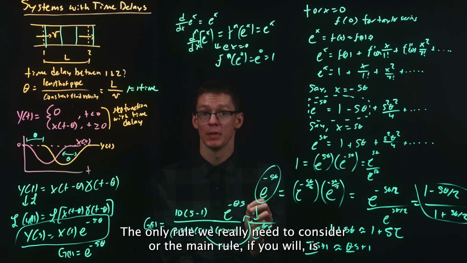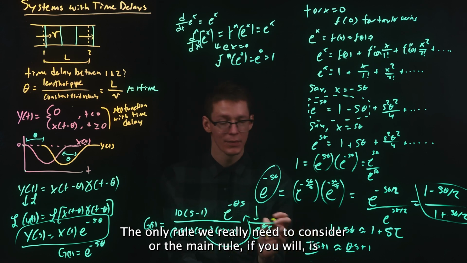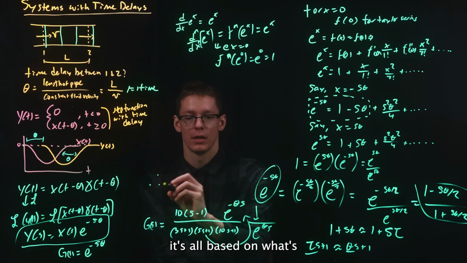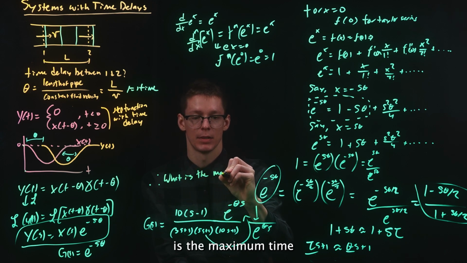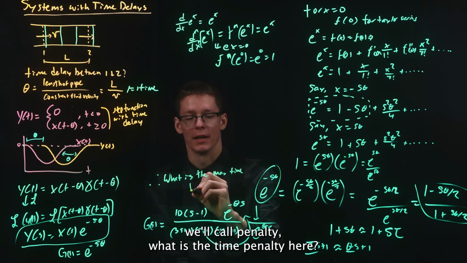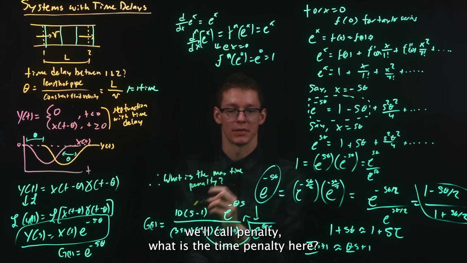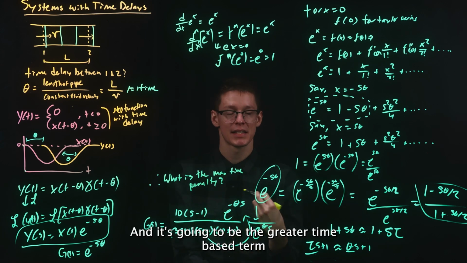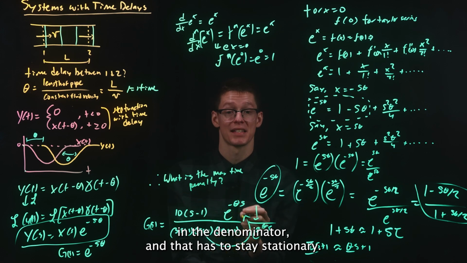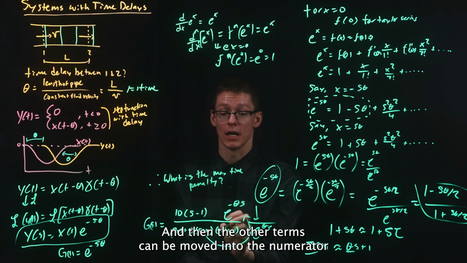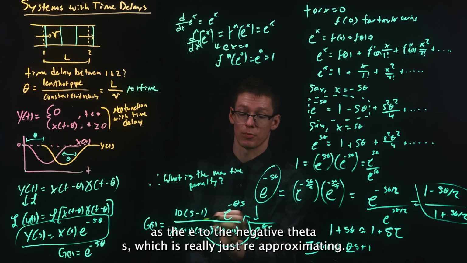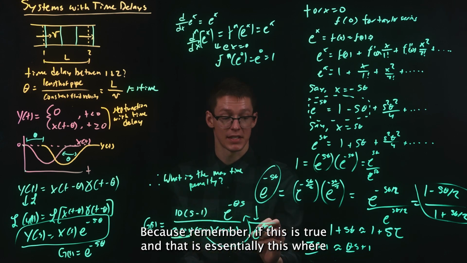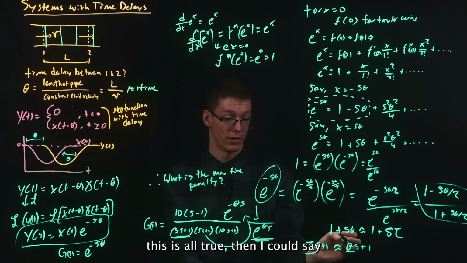The only rule we really need to consider, or the main rule, if you will, is it's all based on what is the maximum time, we'll call it the time penalty. What is the time penalty here? It's going to be the greatest time-based term in the denominator, and that has to stay stationary. And then the other terms can be moved into the numerator as the e to the negative theta s, which is really just reapproximating.